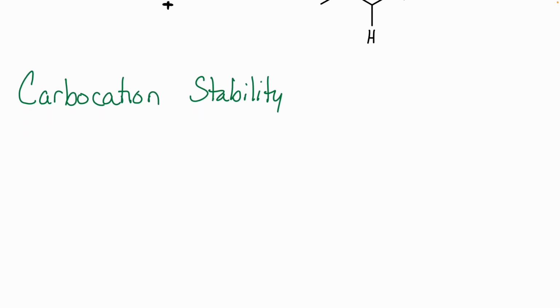All right? The one you'll never see, a methyl carbocation. That is the least stable. All right, and from there, it increases in substitution. A primary carbocation followed by a secondary carbocation, and then our most stable tertiary carbocation.